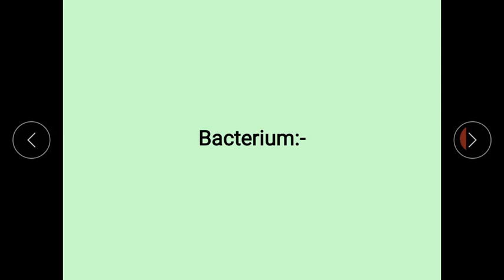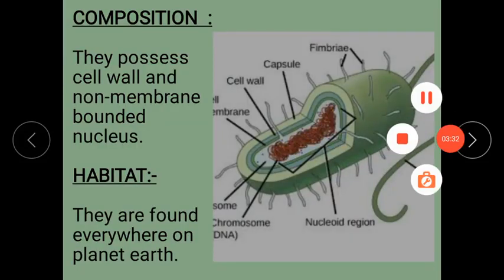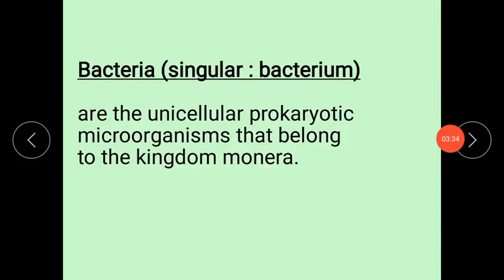Now, we will study bacterium. Bacteria, singular bacterium, are unicellular prokaryotic microorganisms. What are prokaryotic microorganisms? Those organisms which lack a membrane-bounded nucleus or any other organelle are called prokaryotic microorganisms. And what is the meaning of unicellular? It means that they are made up of only one cell.